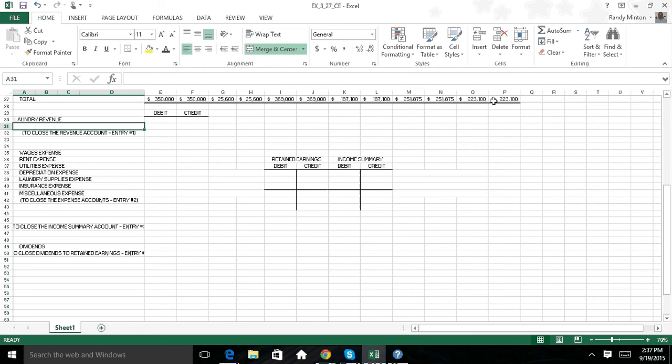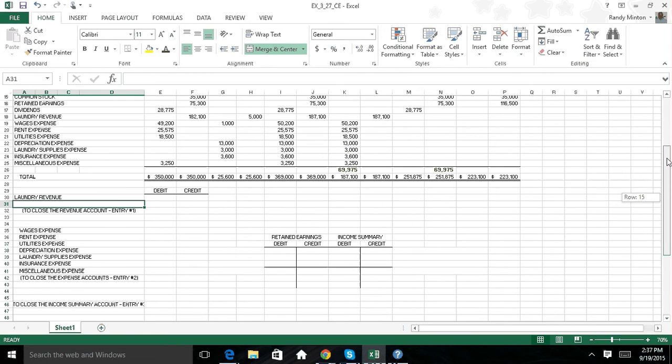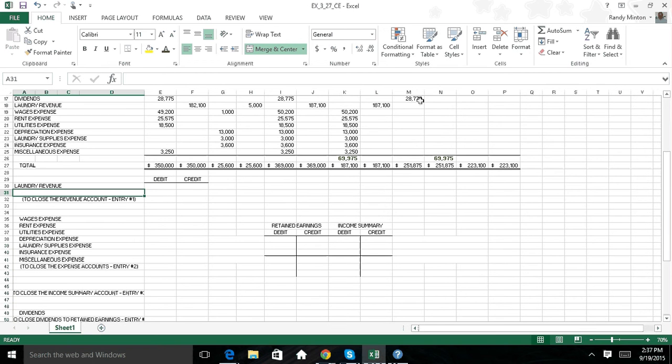Well, the first one we're going to close is the revenue account, and I'm going to pop up here so you can see revenue, and you'll notice that it's $187,100 on the credit side of laundry revenue. Well, there aren't any other revenue accounts. If there were, we'd have to close them as well, but it's the only one that currently exists on our 3.27 problem, so we have to close it out.